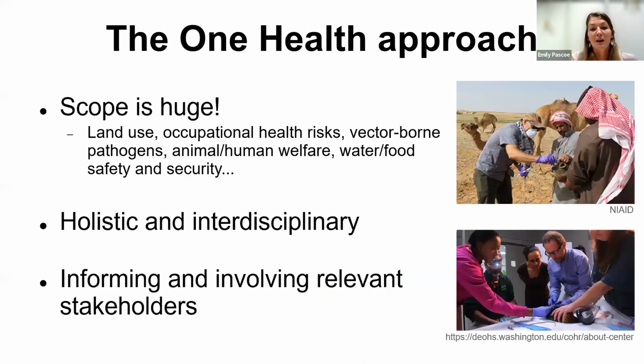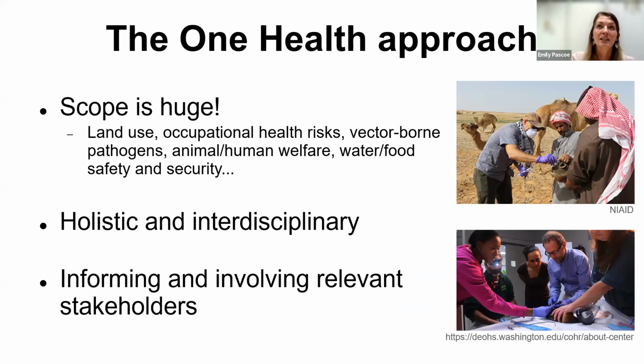So, okay, now we've talked about what One Health is, how do we actually apply it as an approach? The scope is really huge. So it's not just that it can be performing research out in the field or in a lab or in a clinic. It's also able to inform how we use land, occupational health risks, water and food safety and security, to name just a few.